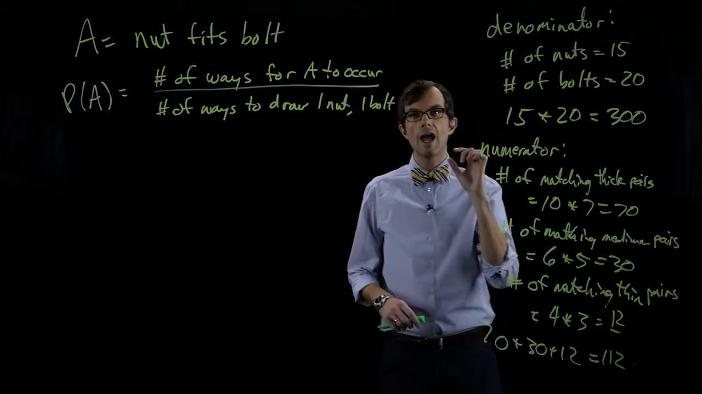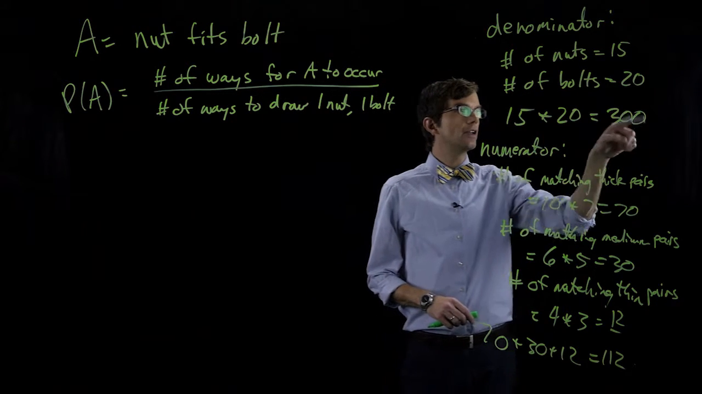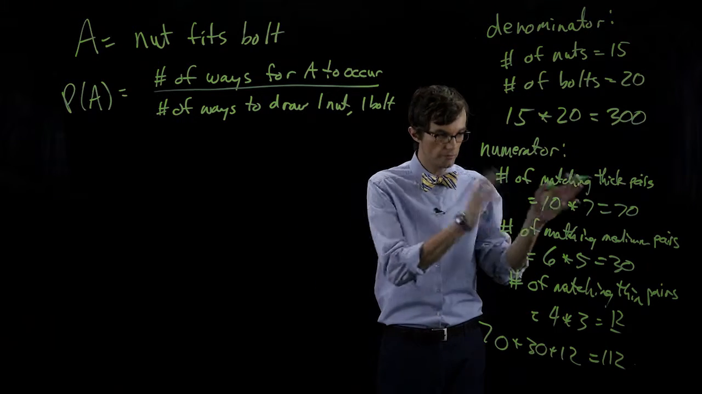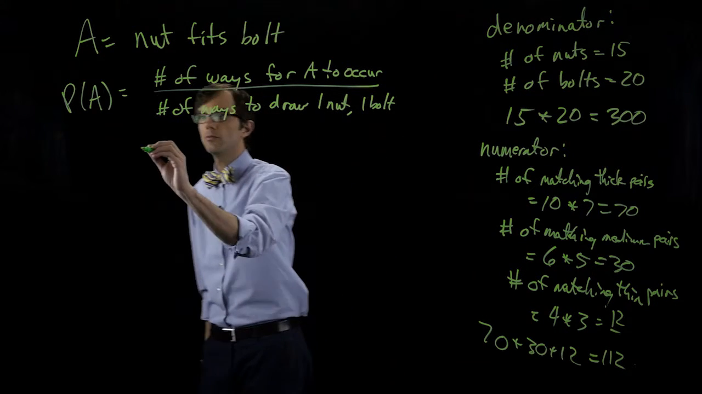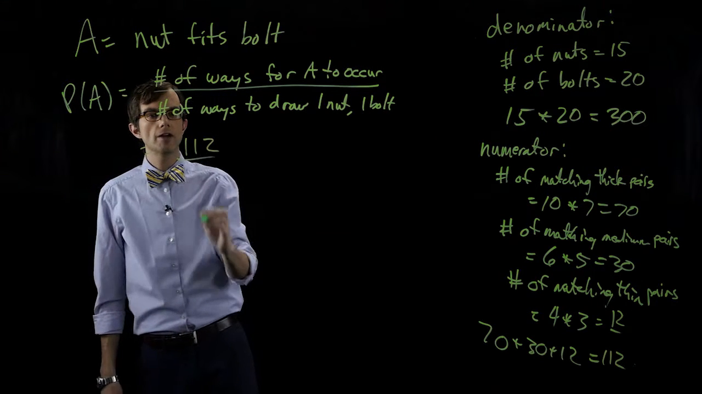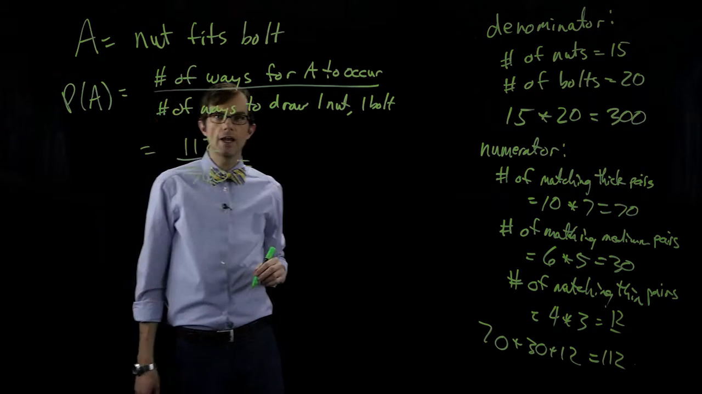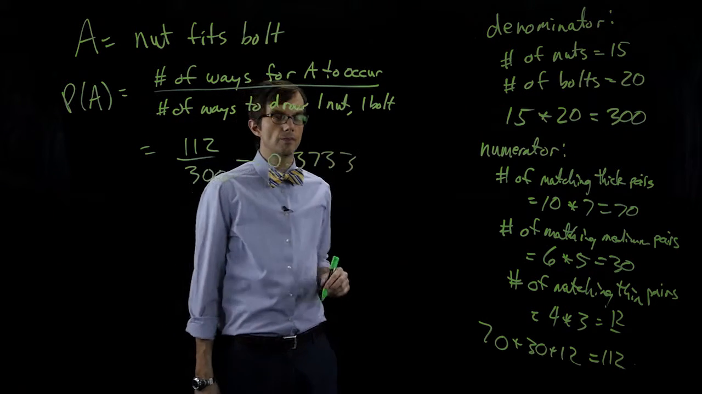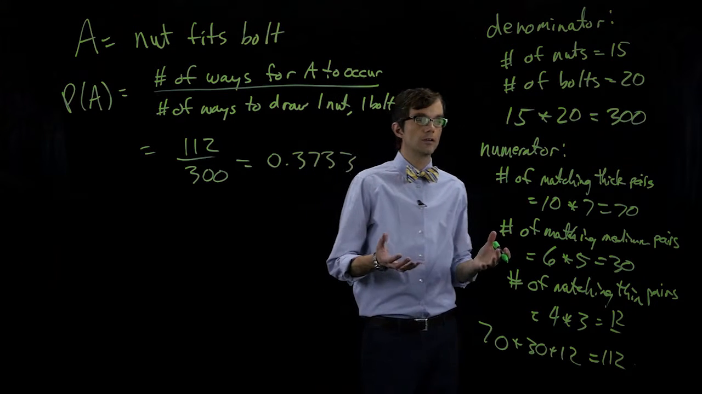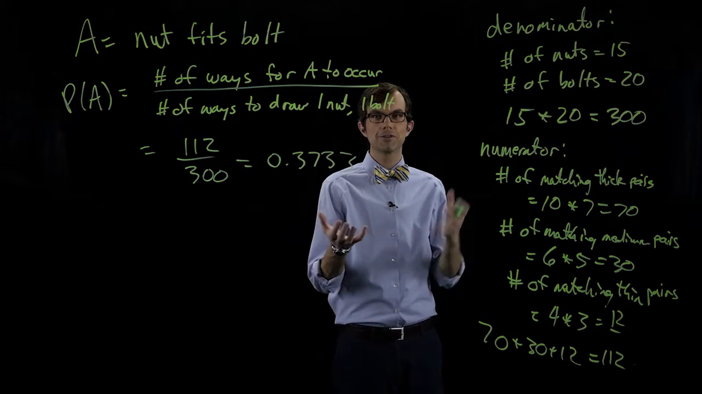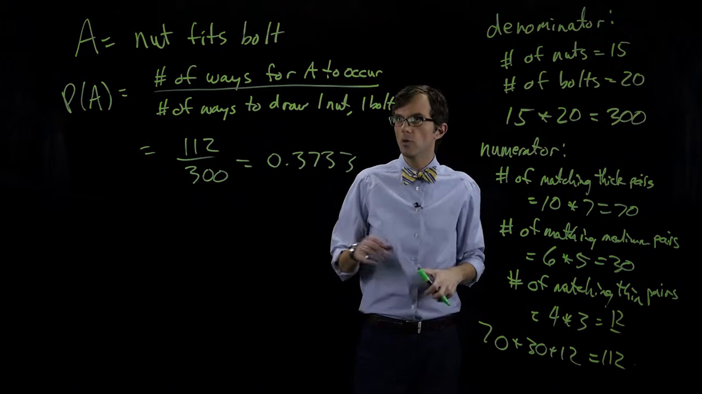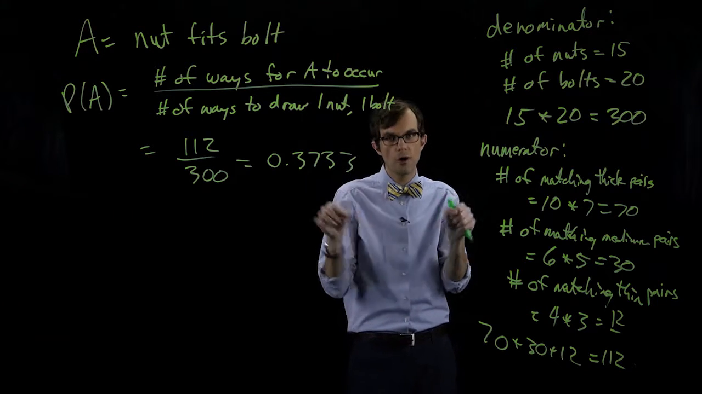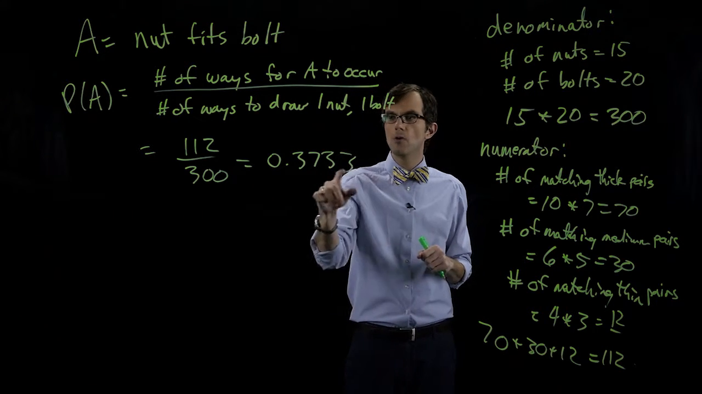112 ways to get a matching nut and bolt, and 300 different ways to get any kind of nut and bolt, regardless of whether it matches. So we've got 112 in the numerator, 300 in the denominator, and if we work this out, that is 0.3733. So again, we've got a box of bolts, a box of nuts with these characteristics. What's the probability that just at random, whenever we pick one from one box and one from another, those two fit together? 0.3733.